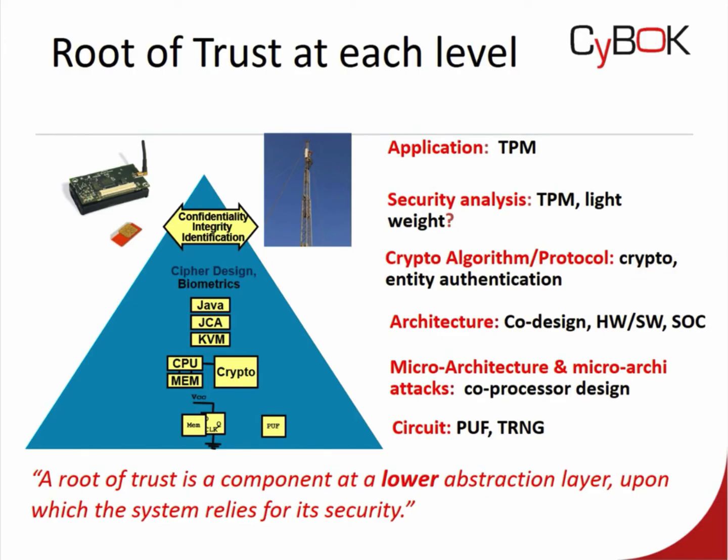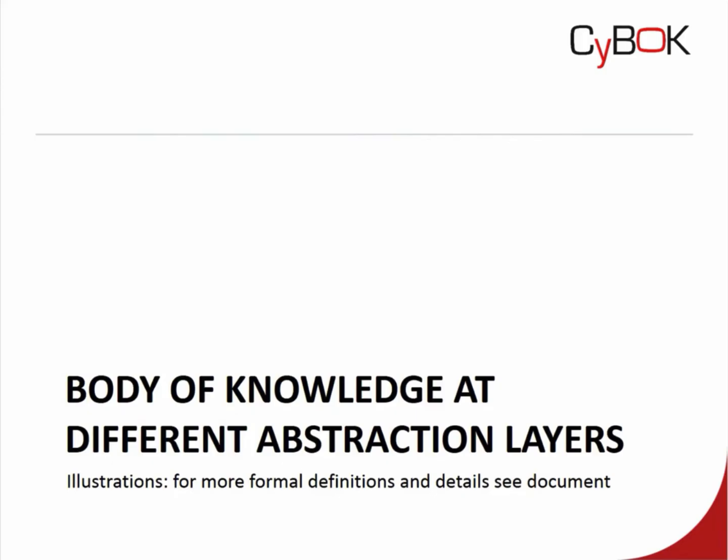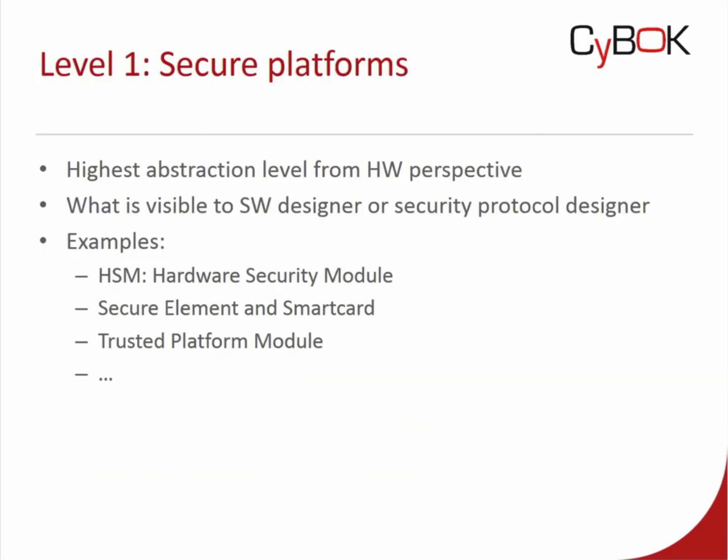And it's this root of trust, one layer down, which we're trying to design. And these are the different abstraction layers that the hardware security person and also the body of knowledge will consist of. And what I will do now for the remaining slides is look at each of these abstraction layers and just give some examples. So we want to know what the body of knowledge is at the different abstraction layers. And these are illustrations. If you want more formal definitions, more examples, you should go and see the document.